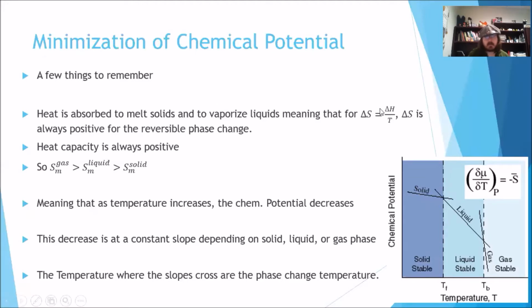Heat is absorbed to go from solid to liquid, so you're taking the endothermic absorption divided by our temperature. Our heat capacity is always positive. So what does that mean? The entropy of a gas is always going to be more than the entropy of a liquid, which is always going to be more than the entropy of a solid. So if temperature increases, we have a decrease in chemical potential. And as phase increases, the entropy is going to change.